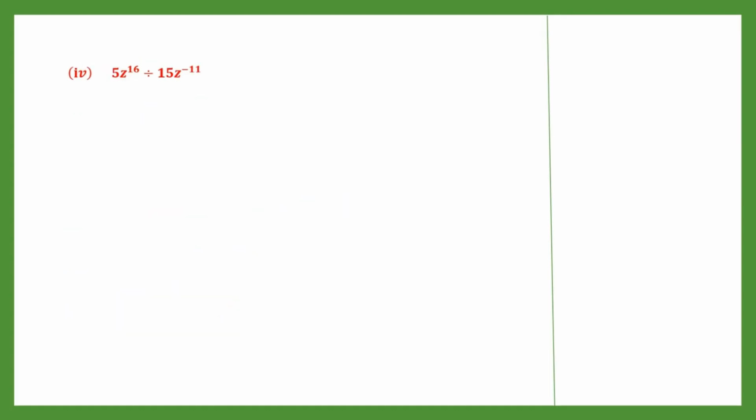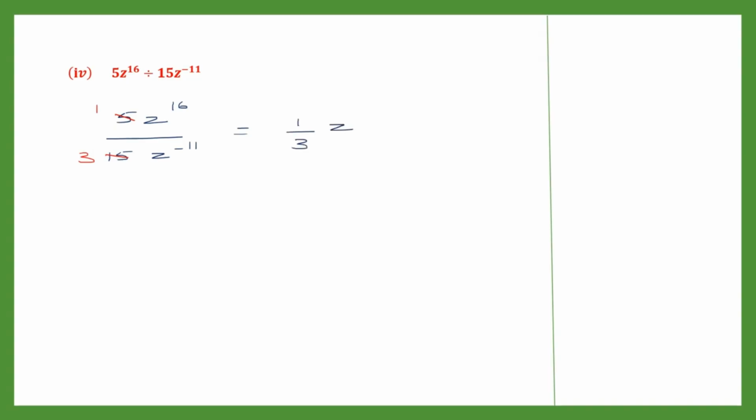So let's write this in the division form. 5 z to the power of 16 divided by 15 z to the power of minus 11. So let's look at the numbers. Now this is 5 ones are 5, 5 threes are 15. So our number will be 1 by 3.